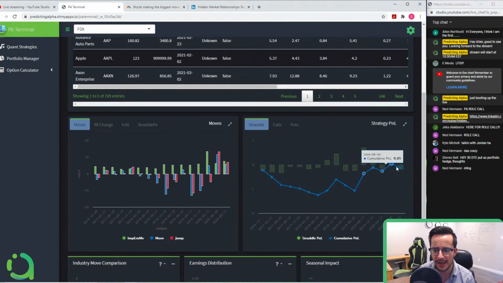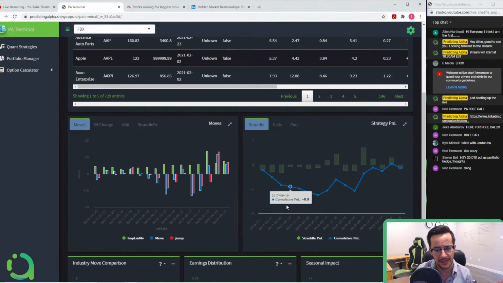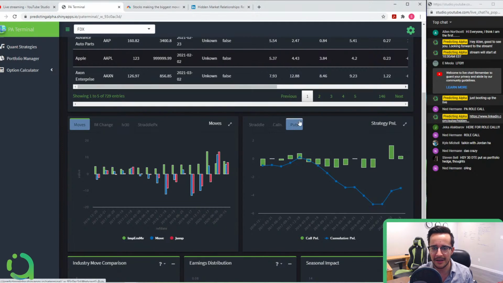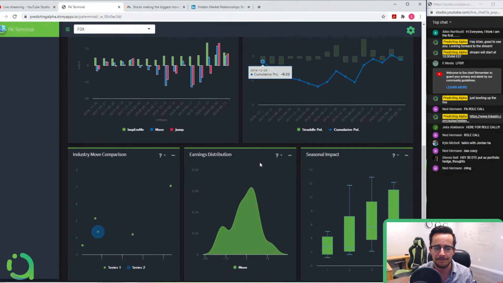Looking at the straddle P&L, it's actually about zero. So there have been a lot of winners, a lot of losers. There's no clear historical mispricing of volatility here. Sometimes they are overpricing it, sometimes they are underpricing it. If we take a look at the calls, negative, puts, positive. So we're actually seeing a lot more down moves than we are up moves in this company.